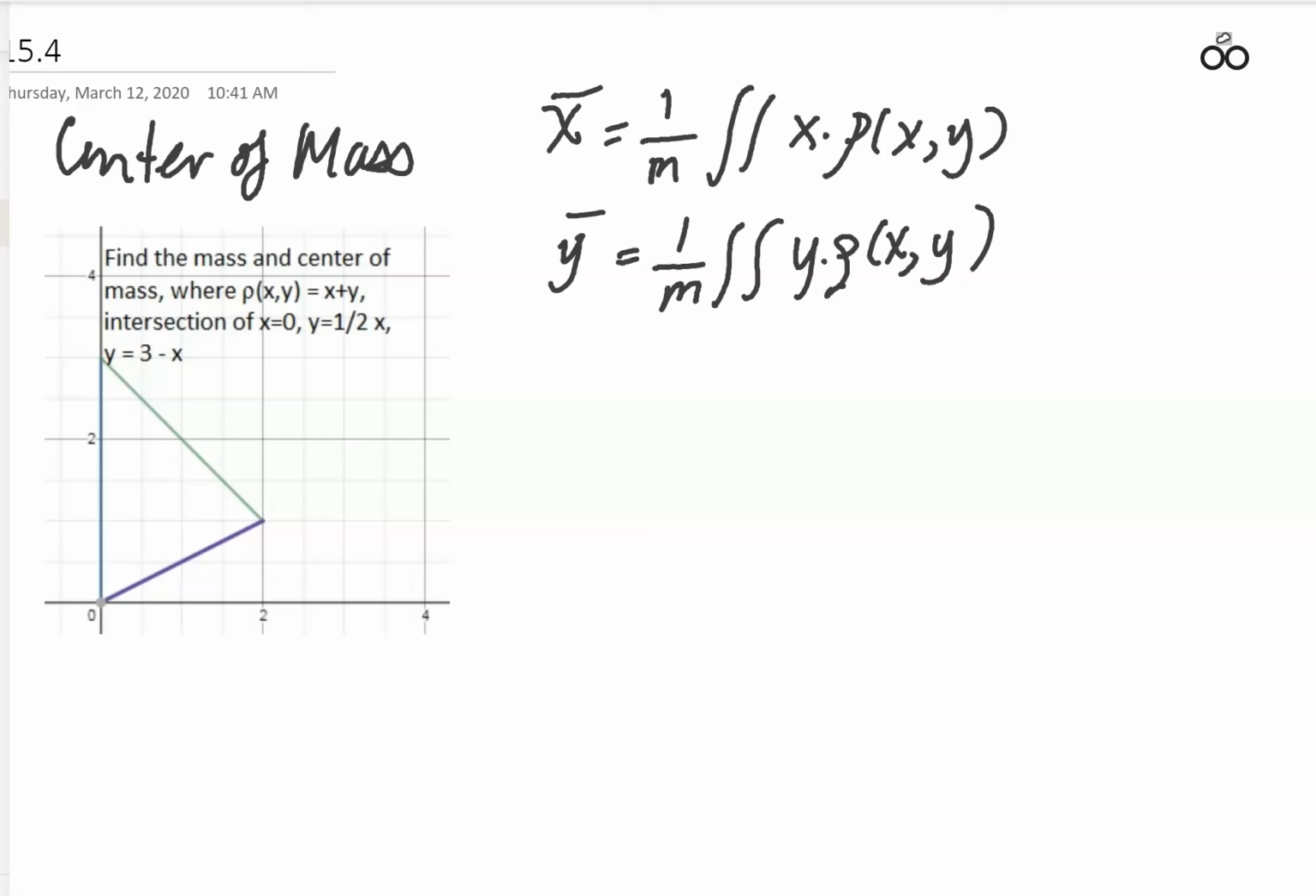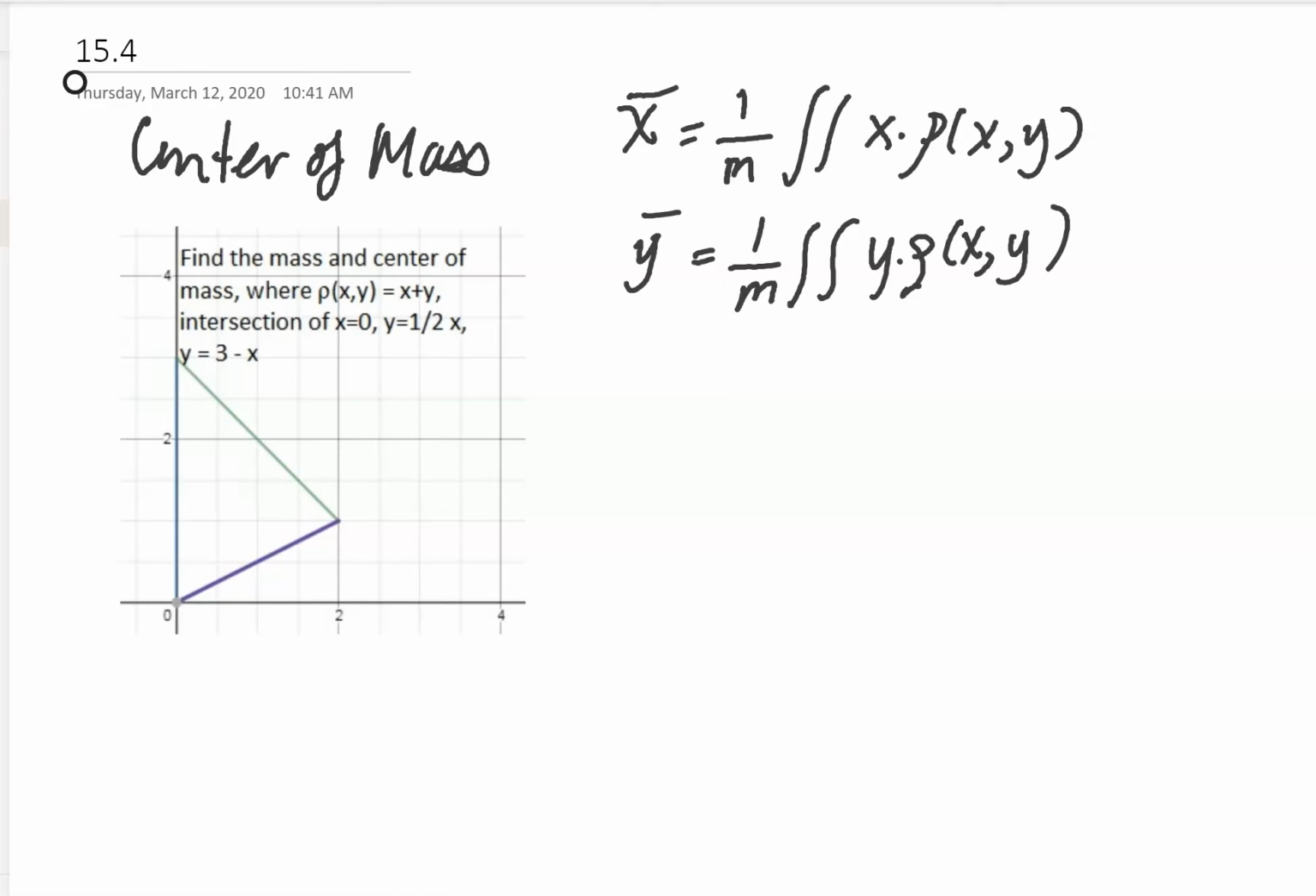In Krista King's video on the center of mass, you were given this problem where you were asked to find the mass and center of mass where rho, the density, was equal to x plus y, and the shape was defined by the y-axis and these two lines that were given here. And she had calculated the integrals to find the mass, and she had gotten that the mass was equal to 6, and x bar had come out equal to 3/4, and y bar had come out equal to 3/2.